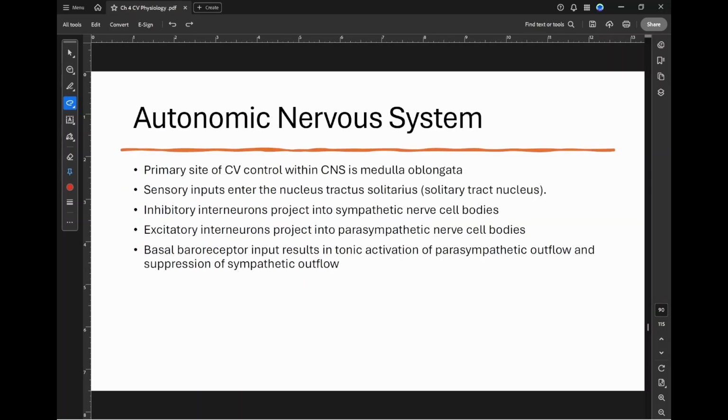So our autonomic nervous system obviously plays a very big role. The primary site of cardiovascular control is within the CNS in the medulla oblongata, so in the brainstem, which is why I said if someone has a stroke and they can't support their heart rate, blood pressure, or breathing, that's in the brainstem, and that's usually a very poor prognosis.